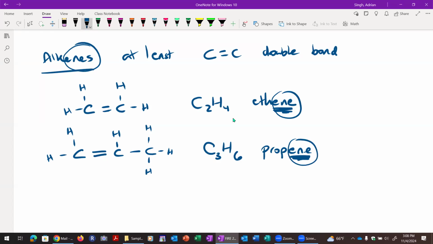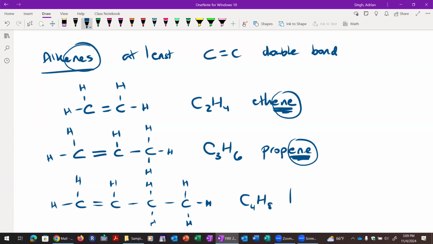So ethene, propene, and then let's do one more. If I have 4 carbons, 1, 2, 3, 4, and I connect 2 of them with a double bond, the remaining ones with single bonds, again giving each of the C's enough bonds to H's to make sure that they have 4 lines around each of them, we could come up with the molecular formula. I have 4 C's and 8 H's. This is a molecule called butene. E-N-E again tells you that it's an alkene.